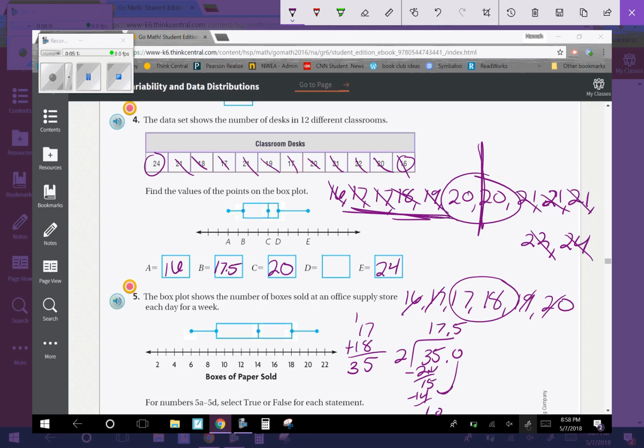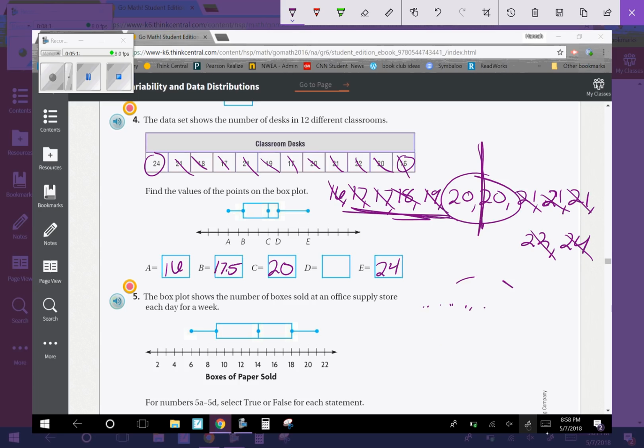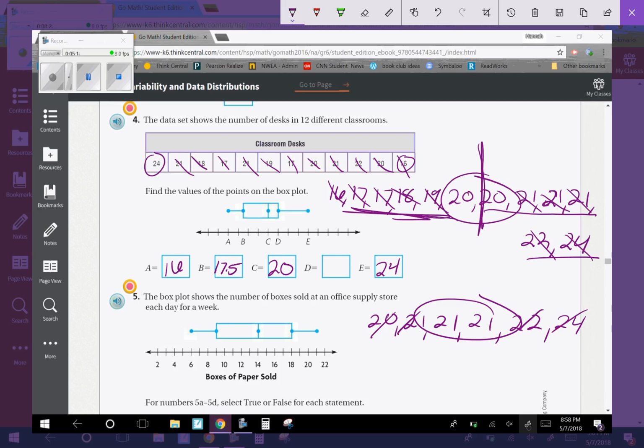Now I just need to do my upper quartile. Last one. Upper quartile would be these numbers here. So I have 20, 21, 21, 21, 22, 24. That would be 21. If it's there twice, then I don't need to do the math. It's still going to be 21. Okay, so that's how I found those values. Remember, this right here, that's your least value, greatest value, median, upper quartile, lower quartile.